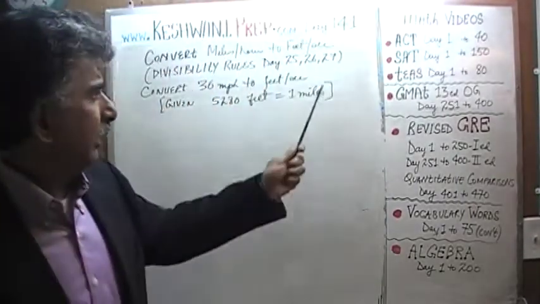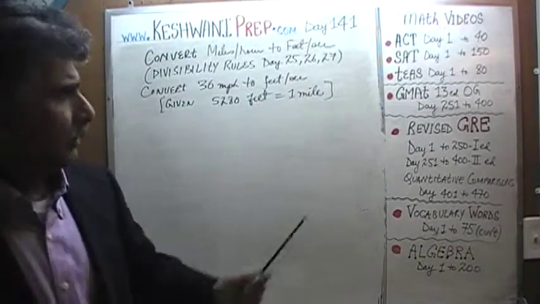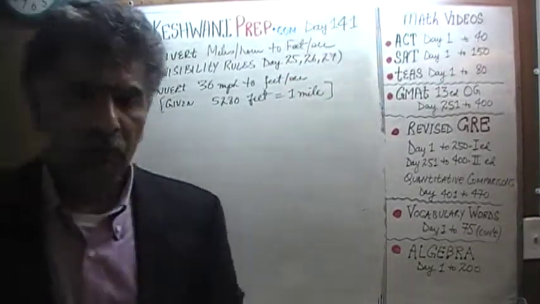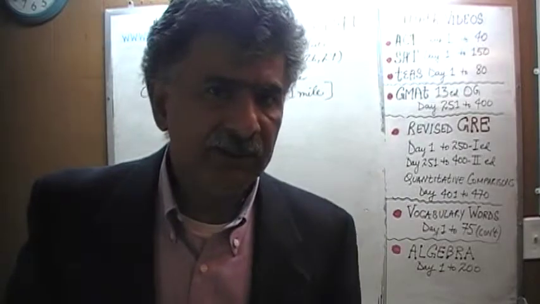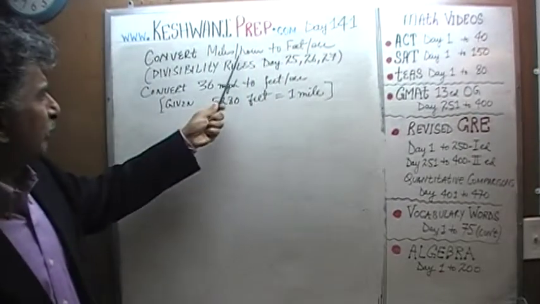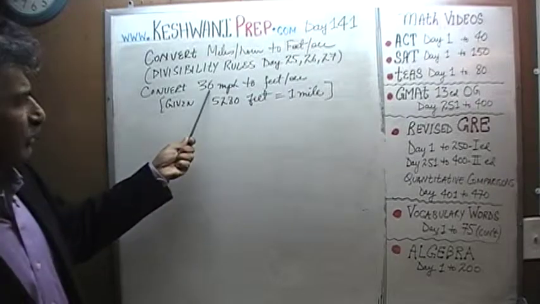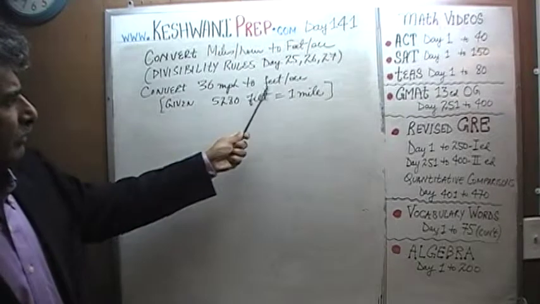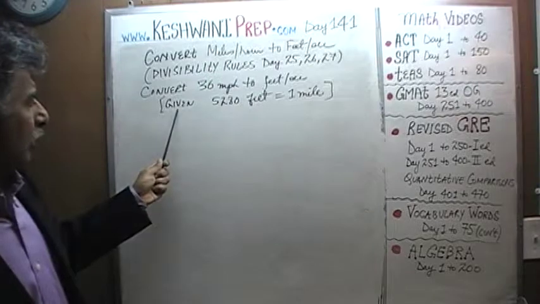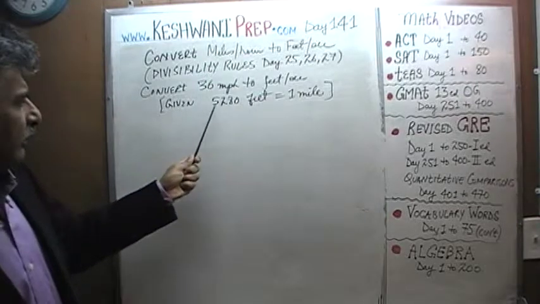We are here because we want to improve our math skill. Today is our lesson number 141, and today we'll learn how to convert a speed expressed in miles per hour to feet per second. We're being asked to convert a speed of 36 miles per hour into feet per second.